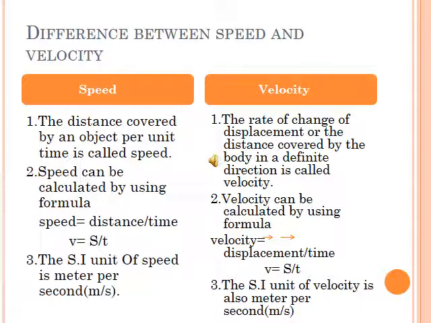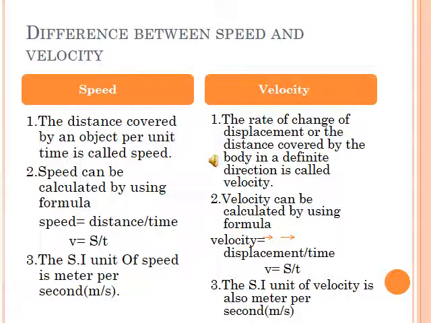Speed can be calculated by using the formula speed is equal to distance upon time. Then its formula becomes V is equal to S upon T. Velocity can be calculated by using the formula velocity is equal to displacement upon time. Then velocity is V, we put an arrow over it because it is a vector quantity, which is equal to S upon T. What is S? S is displacement. We also use the same symbol for displacement S, but we also put an arrow over it, then it shows displacement.